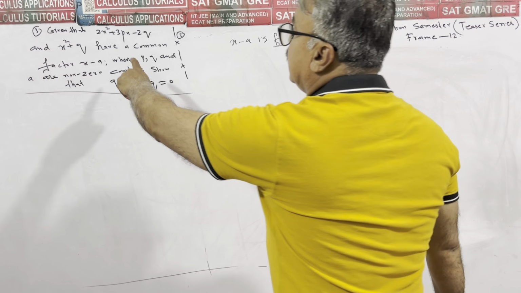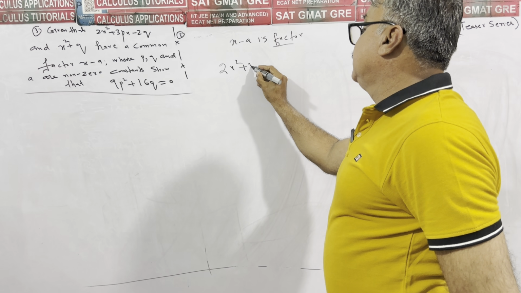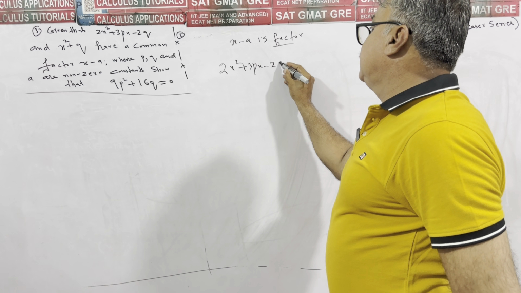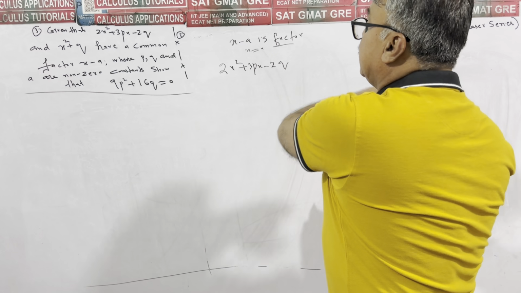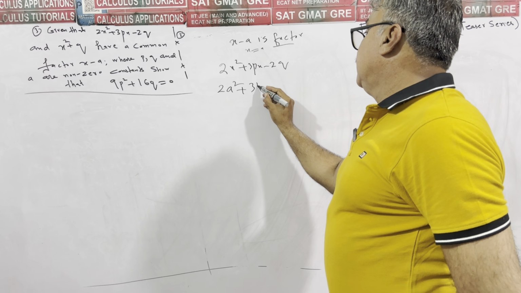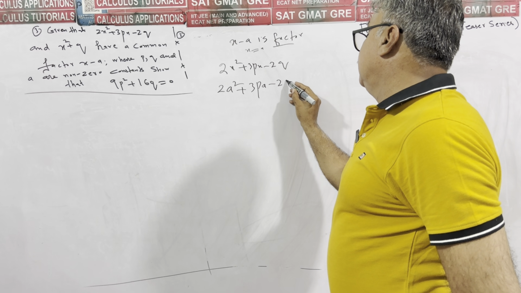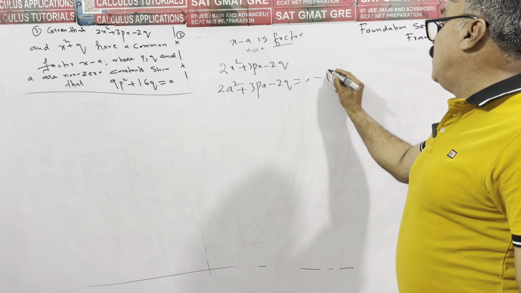It is a factor of this quantity 2x square plus 3px minus 2q. From this, x is equal to a, we can write a instead of x. It will become 2a square plus 3pa minus 2q is equal to 0. Why 0? Because it is a factor. This is our equation number 1.